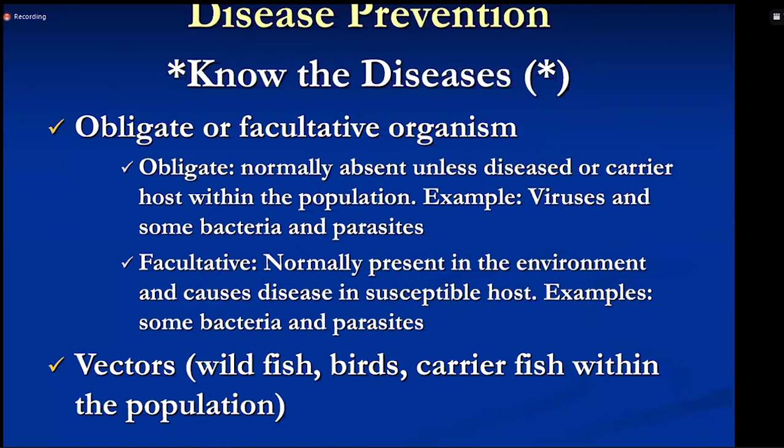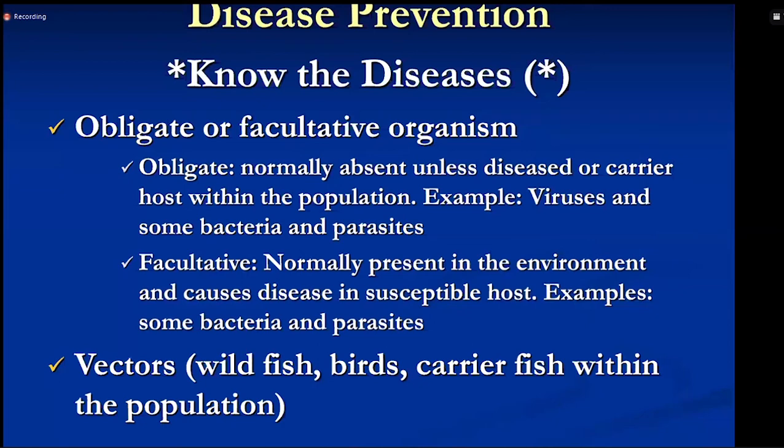The other thing that we need to understand is how pathogens are spread around. And we call these vectors. These are animals that have the potential of introducing pathogens into an environment or a culture unit. They can be other fish that are present in the environment. This is especially true where you're growing fish in cages on large bodies of water, where wild fish are available. How do those fish spread pathogens that are in the open part of the lake, and how does it impact your fish that you're trying to grow in cages?